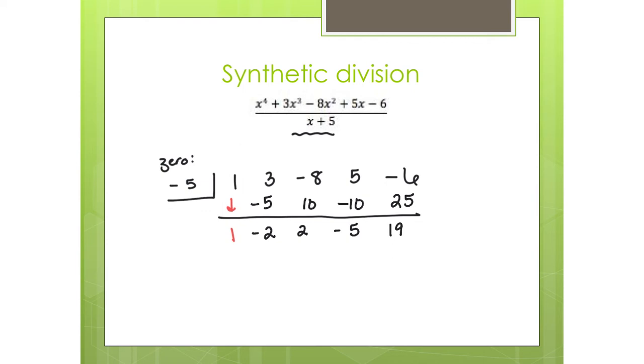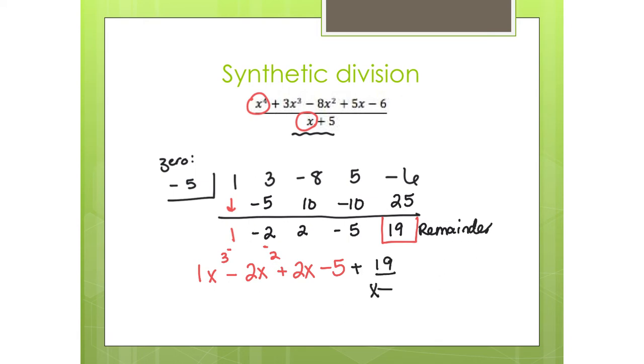Again, recognizing our patterns, we started with a 4th degree function, divided it, or decreased that power by 1, so the result is going to be cubic. So we take these coefficients and we add in the variables. This is 1x cubed minus 2x squared plus 2x minus 5. Notice we ran out of terms, so that last term is your remainder. We write that as a fraction of our original divisor.